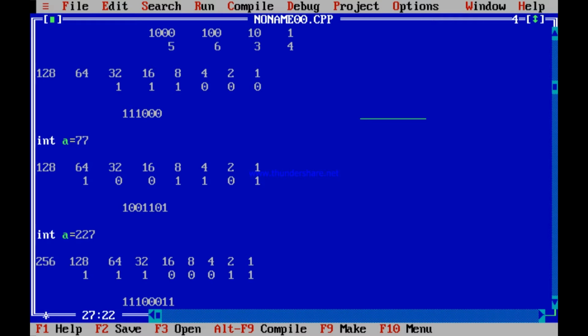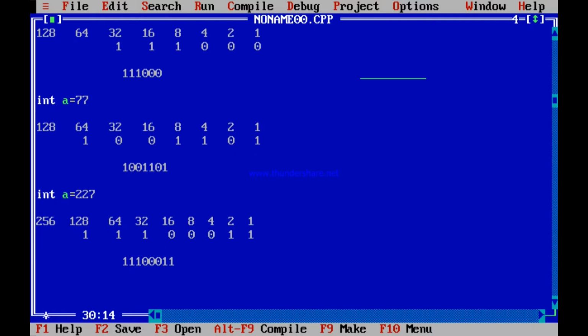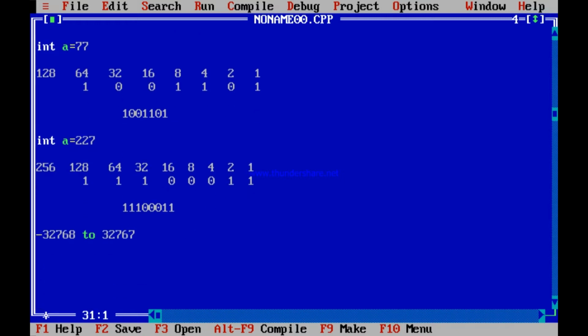Now, do you remember I told you so many times that in C, the lowest number is -32768 and the highest number of integer is 32767? Do you know why? Because the maximum size of an integer can be 16 bits. Bits means binary digits, 1 and 0. Binary digits are only 1 and 0, nothing else. So an integer can be maximum of 16 bits.